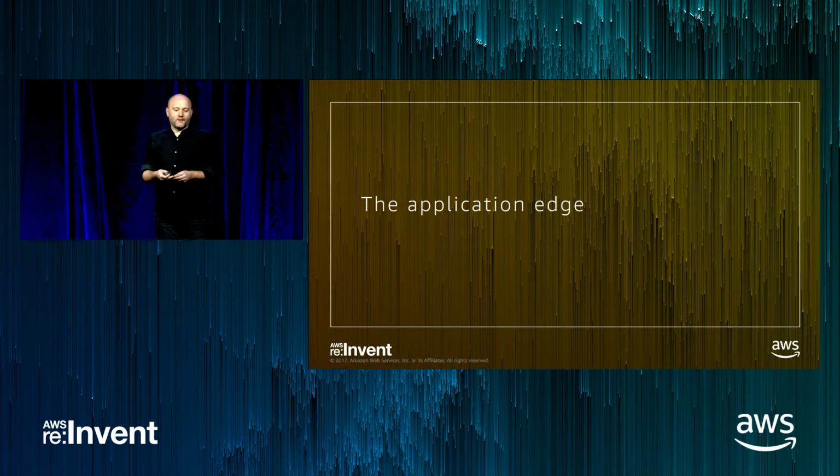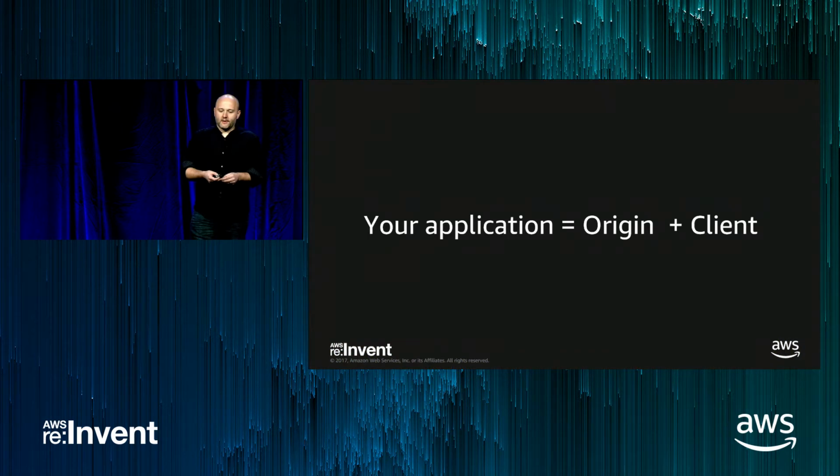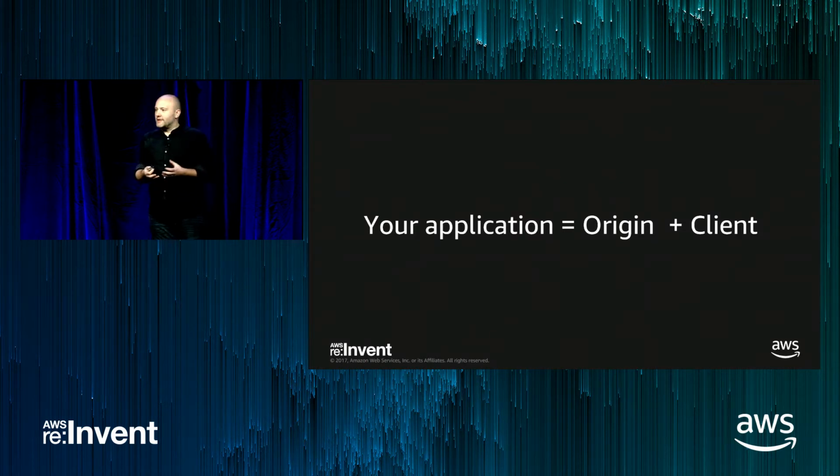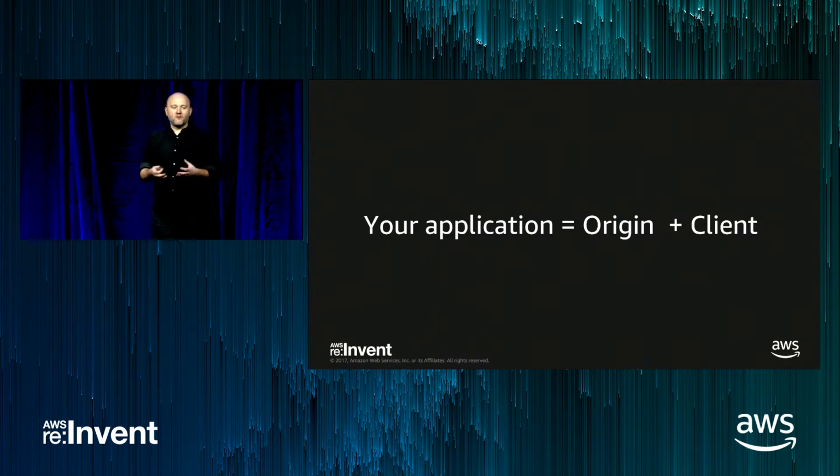So, the next thing is to talk about the application edge. Often we think about your application as being the origin and the client. What I mean by the origin is, if you look at the specification for HTTP, it talks about the origin rather than a web server. So the origin is where the content is originating from. It could be a static web server, it could be S3, but it's more likely to be a web server that's generating content.